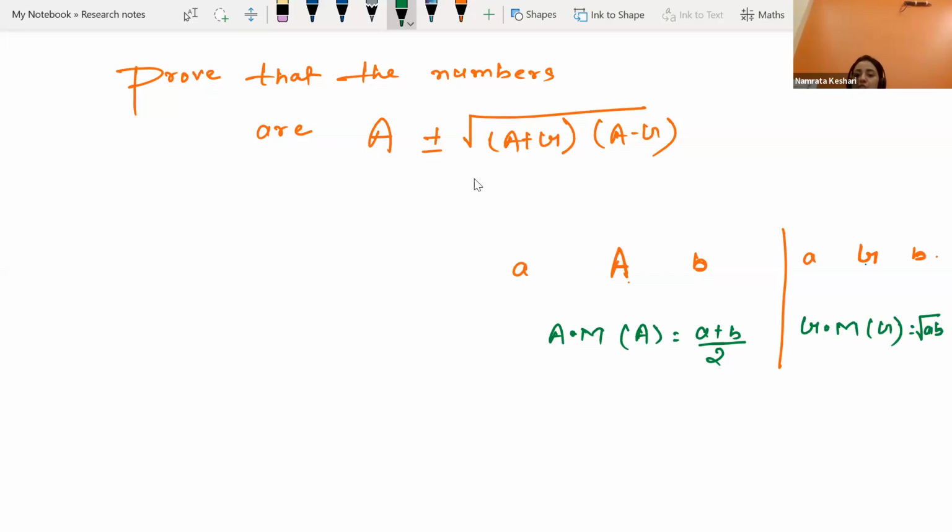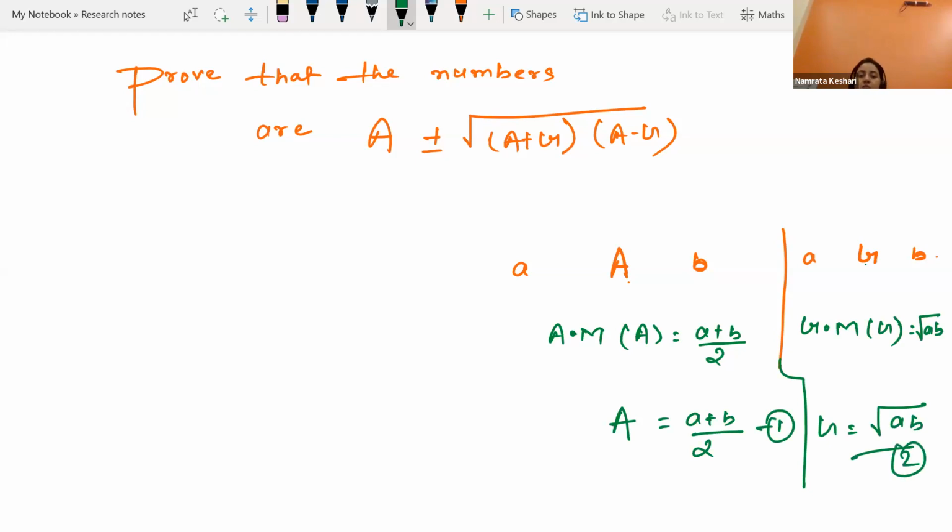That means we want to write A is equal to (a plus b) by 2 as equation number 1, and G is equal to under root ab as equation number 2. Yes, we want to write the same, because this much only we have the understanding of arithmetic mean and geometric mean. We are not going to mix all of them. The same two numbers we are having. If we have to create an arithmetic progression, this is how we can introduce the arithmetic mean. The same a and b we are having. If we have to create a geometric progression, this is how we can introduce G in between. Okay, and this is what we will be getting.